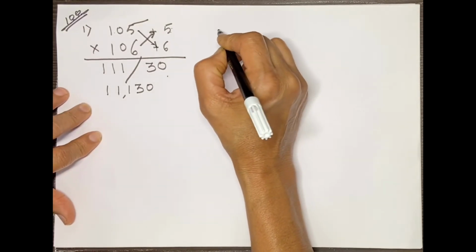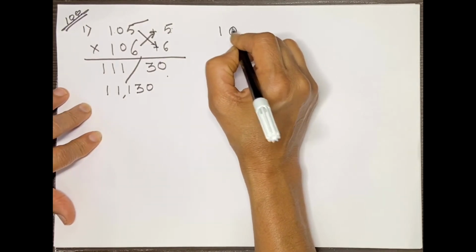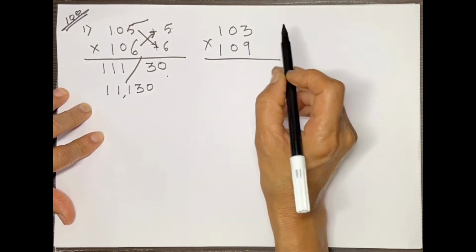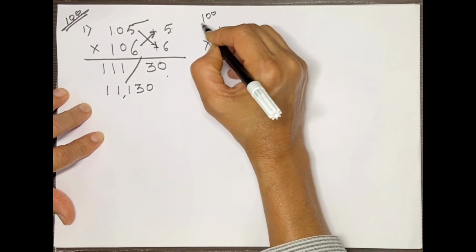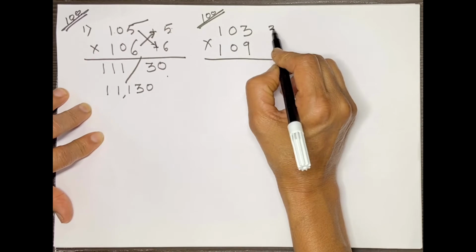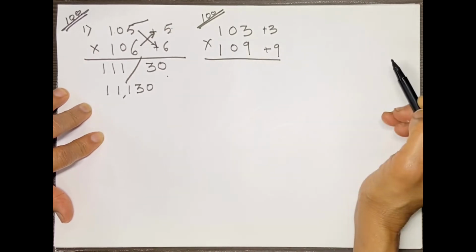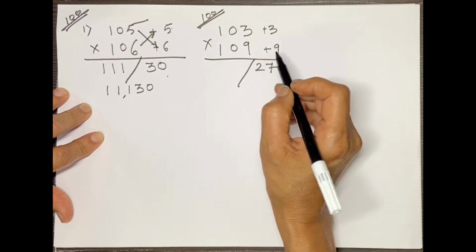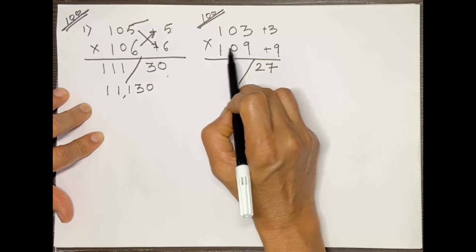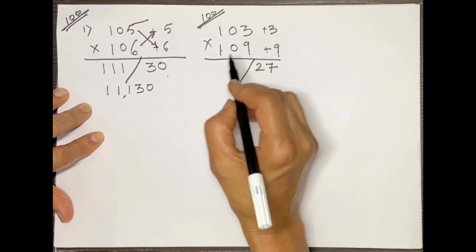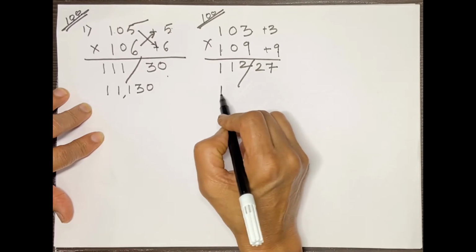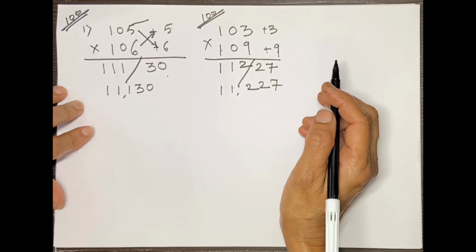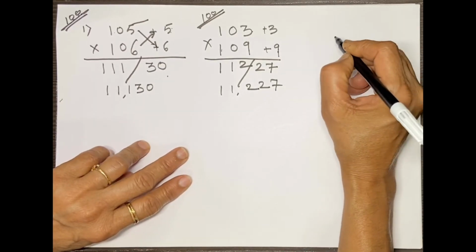Another example, 103 into 109. Again both the numbers are near to 100. Differences are plus 3 and plus 9. Right hand side, 9 threes are 27. Left hand side, 103 plus 9 or 109 plus 3. 109 plus 3 is 112. So, the answer is 11,207.